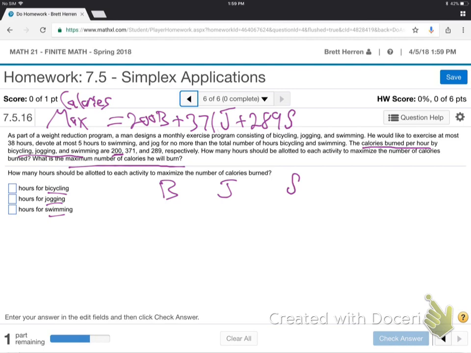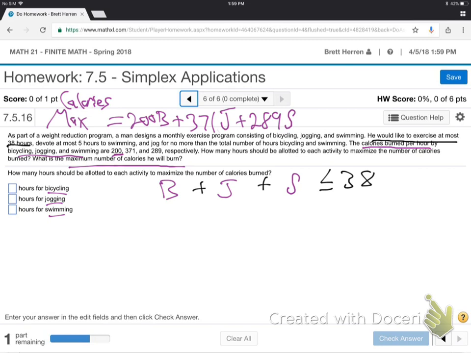Here we go. Where does it say? He would like to exercise at most 38 hours. What does that mean? That means if you add these up, it's less than or equal to 38. Isn't that what he's saying? The number of hours he's bicycling every month, plus the number of hours he's jogging every month, plus the number of hours swimming, is at most, less than or equal to 38. That's the first fact. So when I go to the matrix in a minute, that's going to be 1, 1, 1, 38, isn't it?